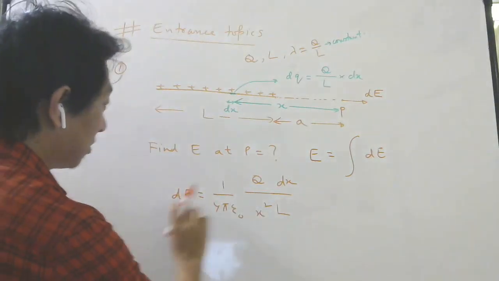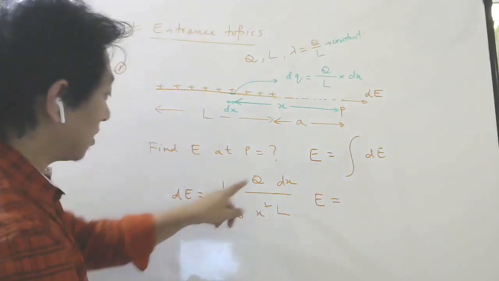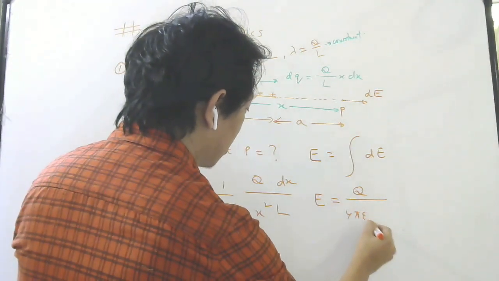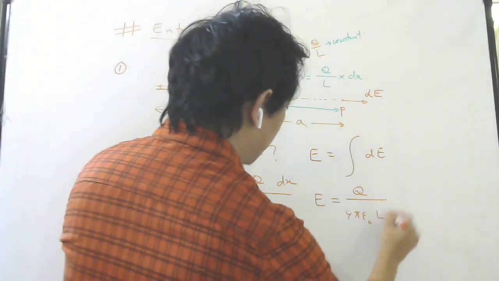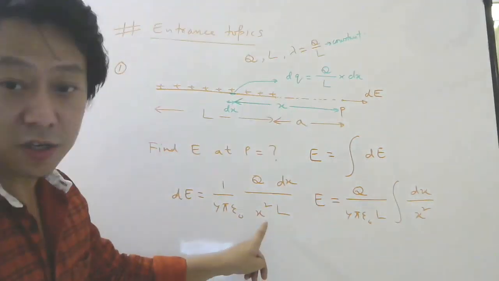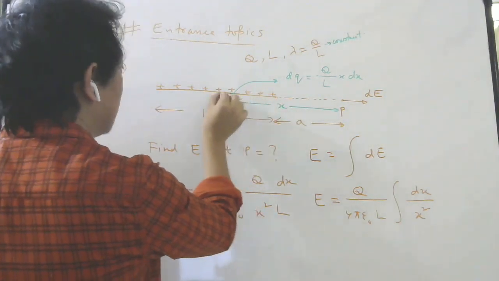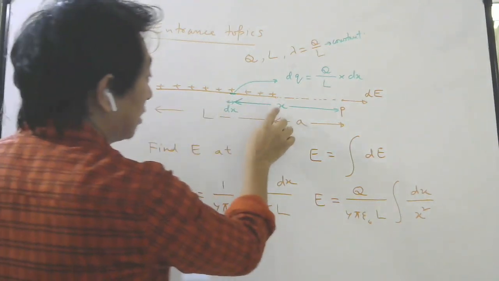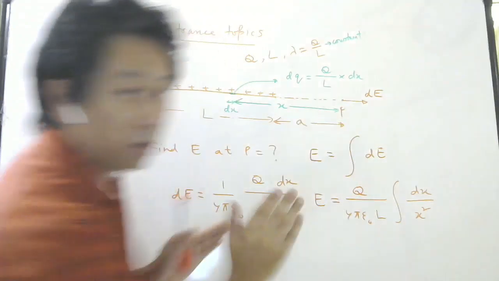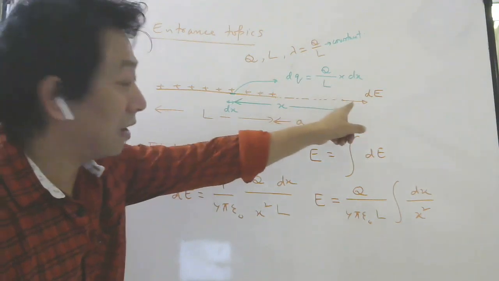So when you substitute this dE here, constants you take outside. What are the constants? Q, the total charge, is constant, 4 pi epsilon naught is constant, the total length is also constant. What is left? dx divided by x square. X is not constant, right? Because you have to start from this charge, then this charge, then this charge, then this charge till you reach here. So your x will increase from this much to this much. So your x is changing as I go from one charge to another charge to find the electric field here.